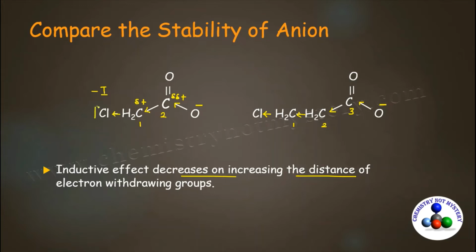In anion 1, electron withdrawing chlorine is present near to the O negative ion, while in case of second anion, electron withdrawing chlorine is present at a distance from O negative. That's why minus I effect is more enhanced in case of first anion, while it is weak in case of second anion. That's why first anion is more stable as compared to second anion.